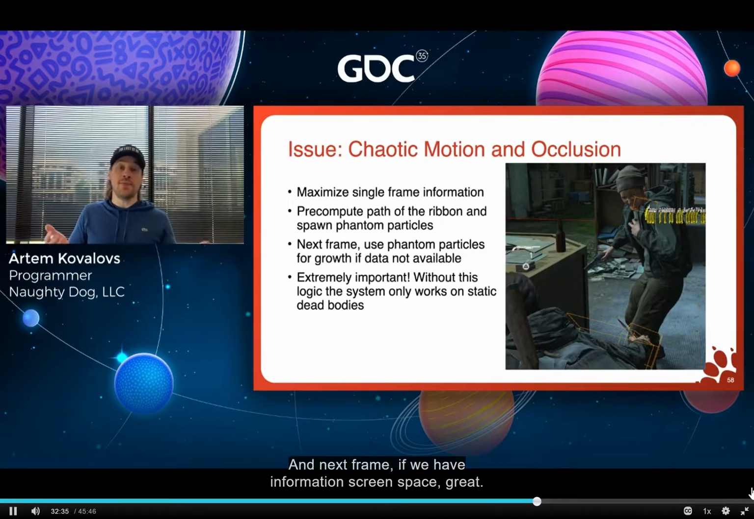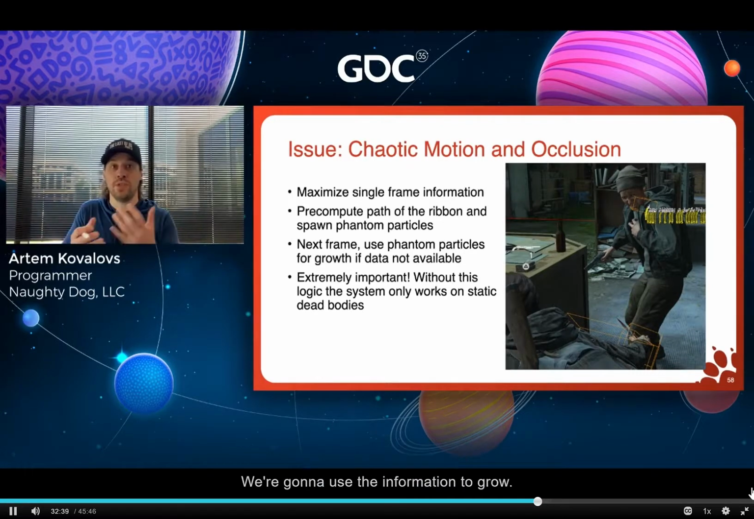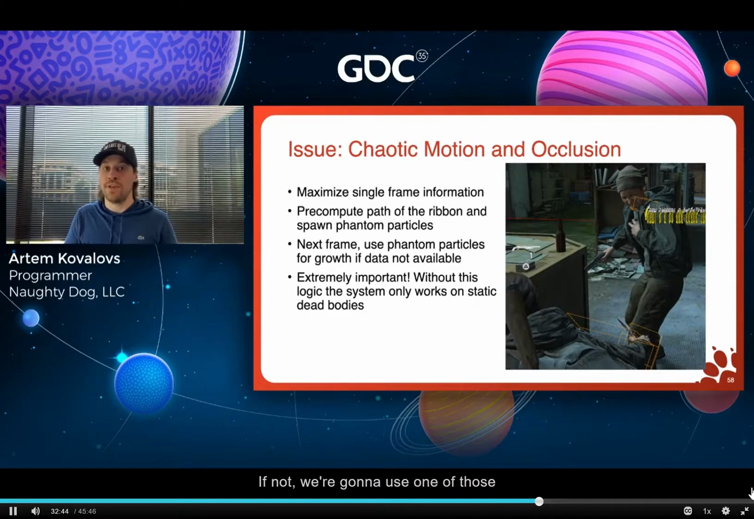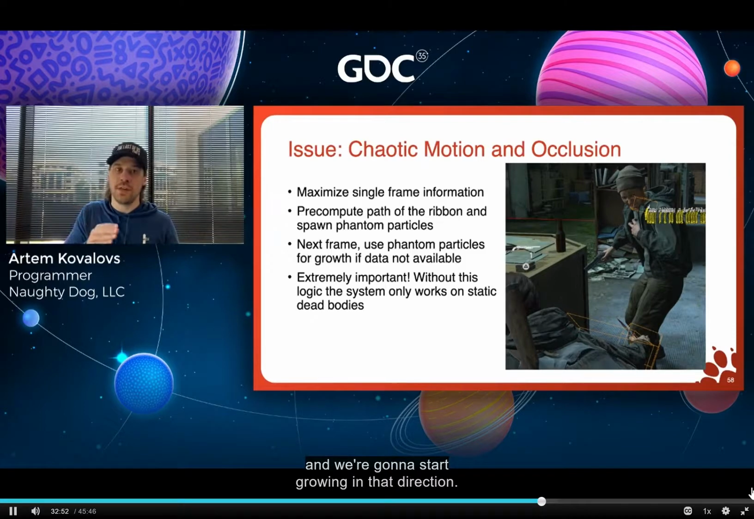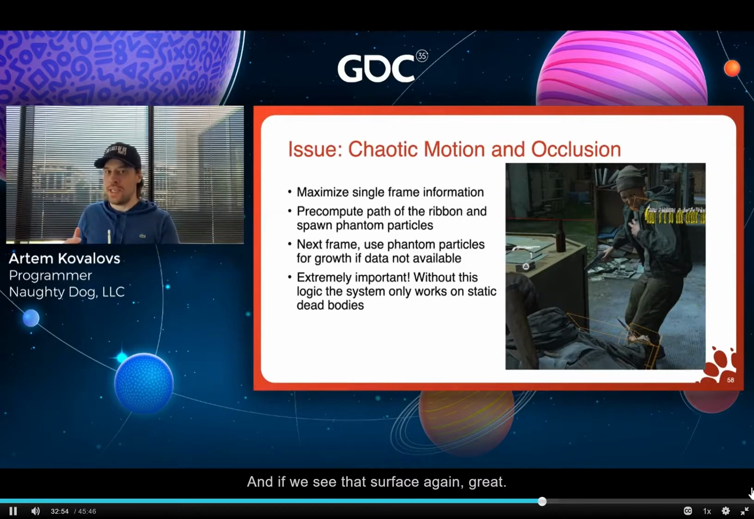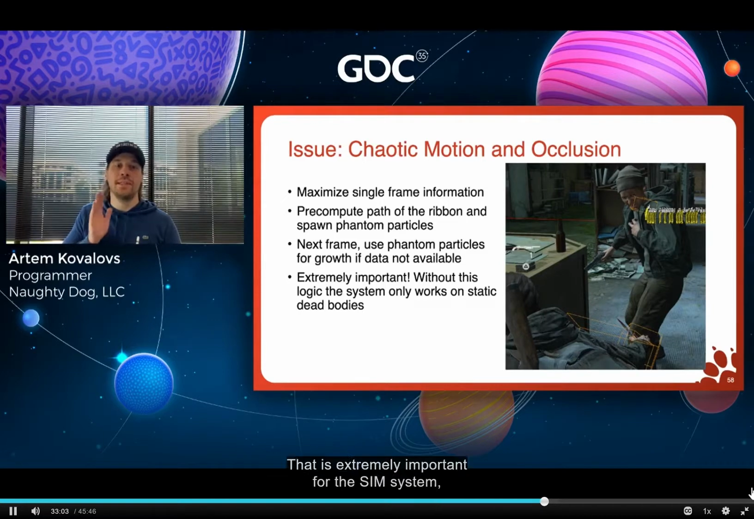And next frame, if we have the information in screen space, great. We're going to use the information to grow. If not, we're going to use the next phantom particle available. That allows us, whenever there is information available in screen space, to pre-simulate a bunch and start growing in that direction. And if we see that surface again, great, we're going to readjust. If not, we're going to keep those pre-computed particle locations. That is extremely important for this sim system, extremely important.